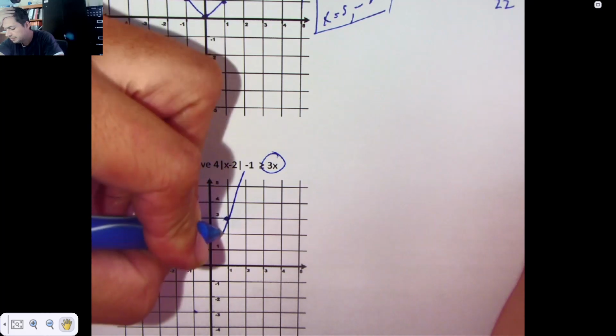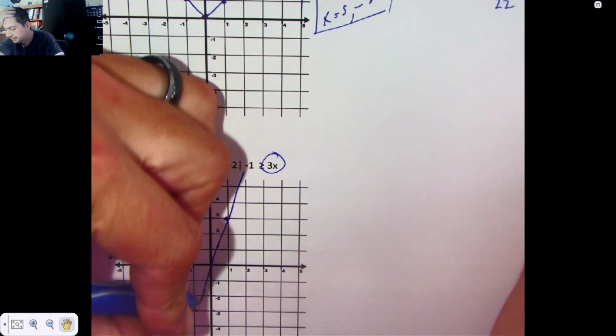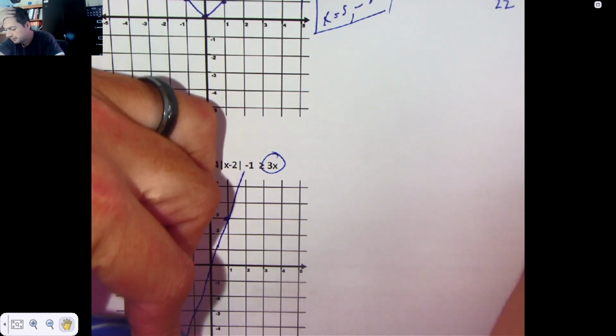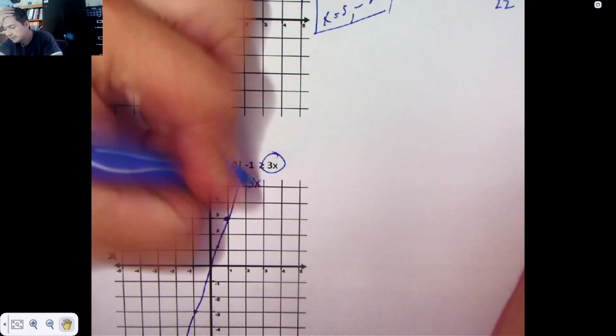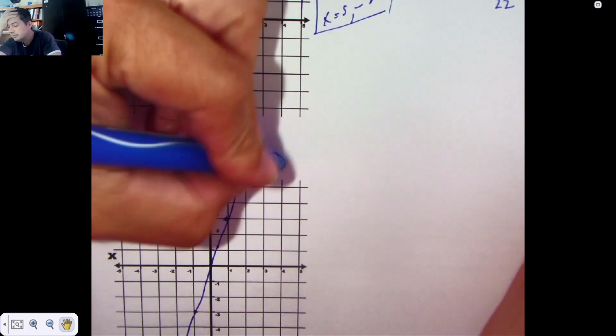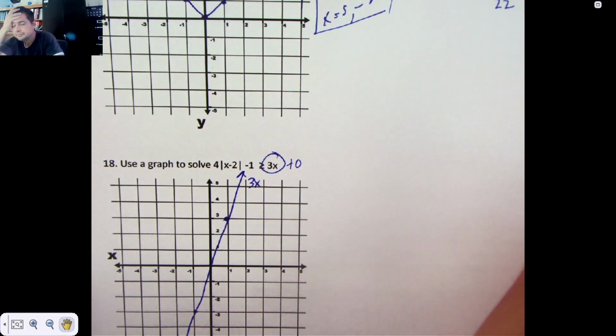I'm sorry I'm dishing on y'all second period, but y'all have to get better. That is literally 3x. Starts at 0, rises 3, runs 1.